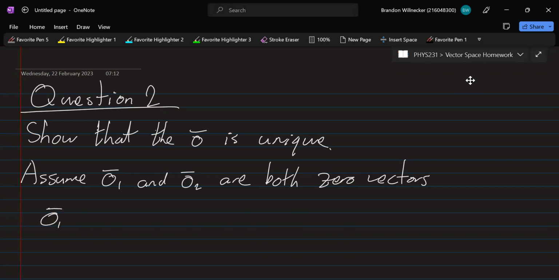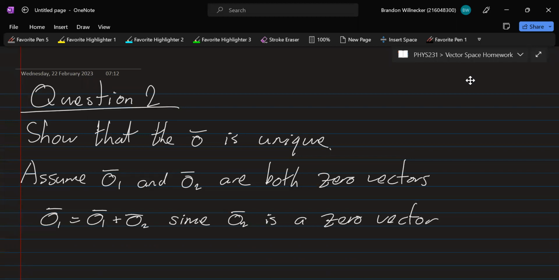Okay, so firstly, 0_1 is equal to 0_1 plus 0_2, since 0_2 is a zero vector. So what we did there was we added 0_2 on the right-hand side, but since it's the zero vector, it doesn't change the vector. So we still have equality. Next, this is equal to 0_2, since 0_1 is a zero vector.